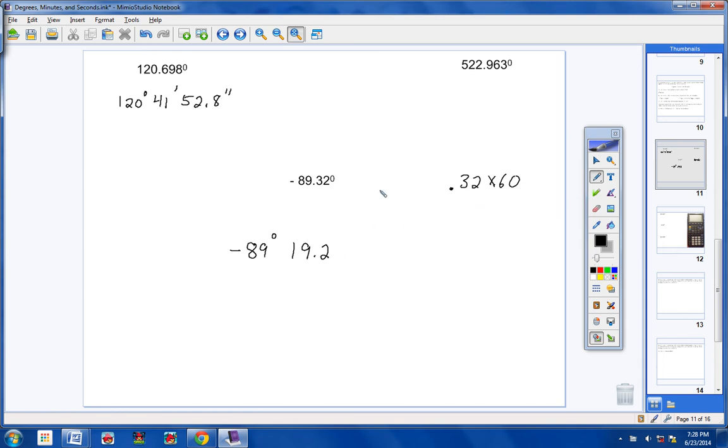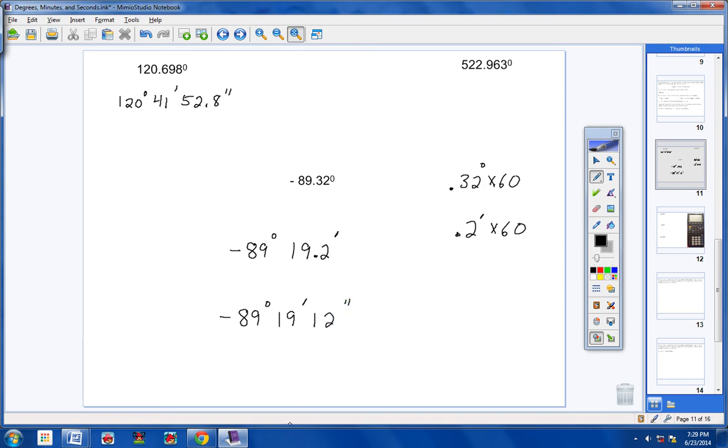Back to this problem. Now, if I have 0.32 of a degree, I take 0.32 times 60, and I got 19.2 minutes. But now I don't want this decimal here, so now I'm going to take 0.2 minutes times 60, and of course if I type that into my calculator correctly, I will get 12, okay? So now I have, are you ready, negative 89 degrees, 19 minutes, and then I took this 0.2 times 60, and I got 12 seconds.